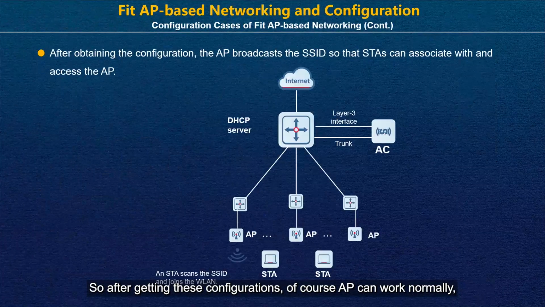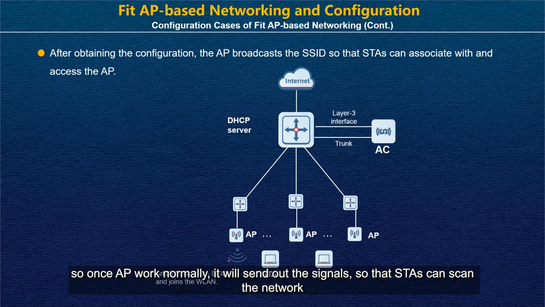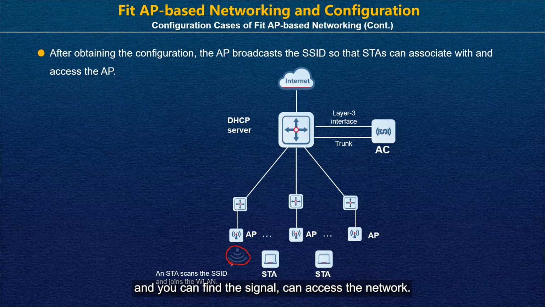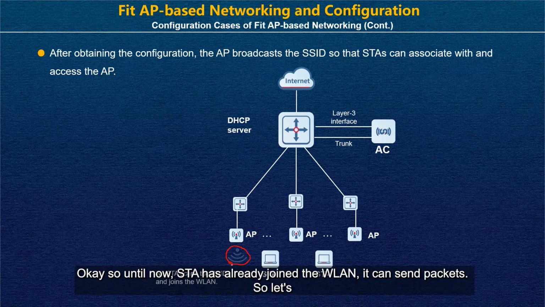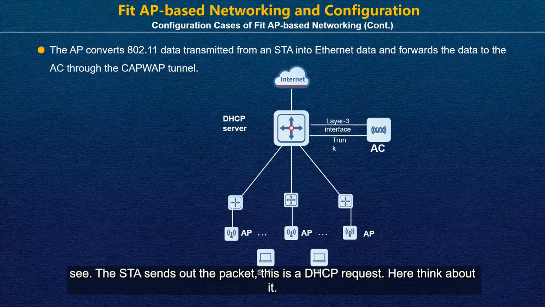So once the AP works normally, it will send out signals so that STAs can scan the network and find the signal and access the network. Okay, so until now, the STA has already joined the WLAN. It can send packets. So let's see. The STA sends out the packet. This is a DHCP request.